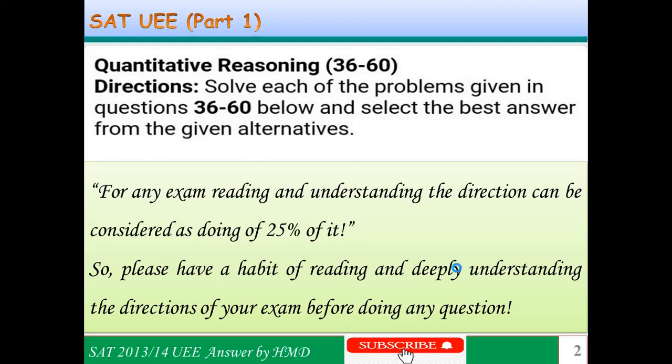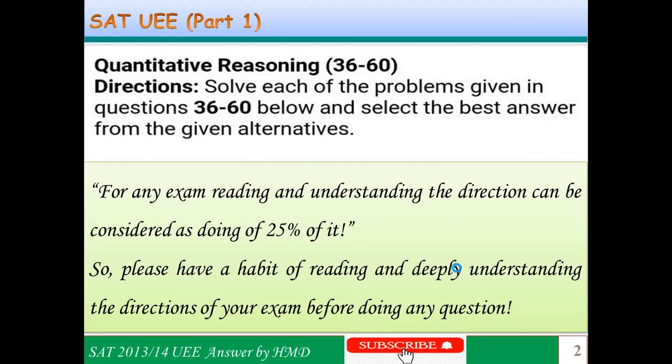So here is part 1, and the quantitative reasoning part will focus on the Aptitude University Entrance Exam in the quantitative reasoning or mathematical reasoning parts. Okay, here is the general direction. Solve each of the problems given in the questions 36 up to 16 below and select the best answer from the given alternatives, it says.